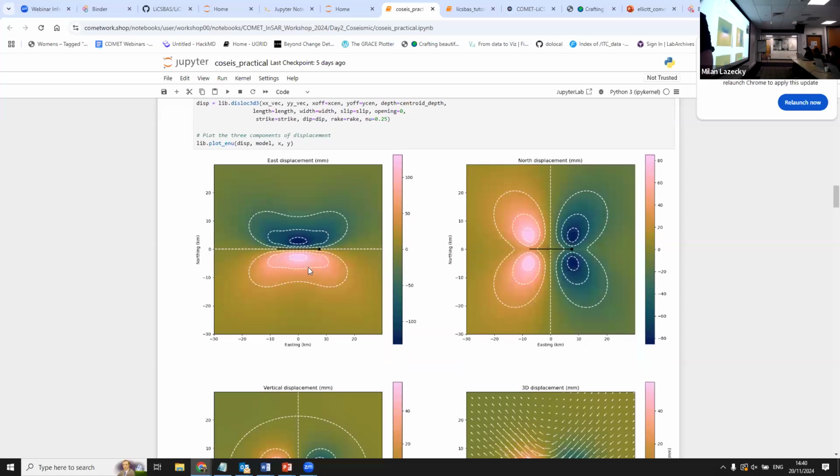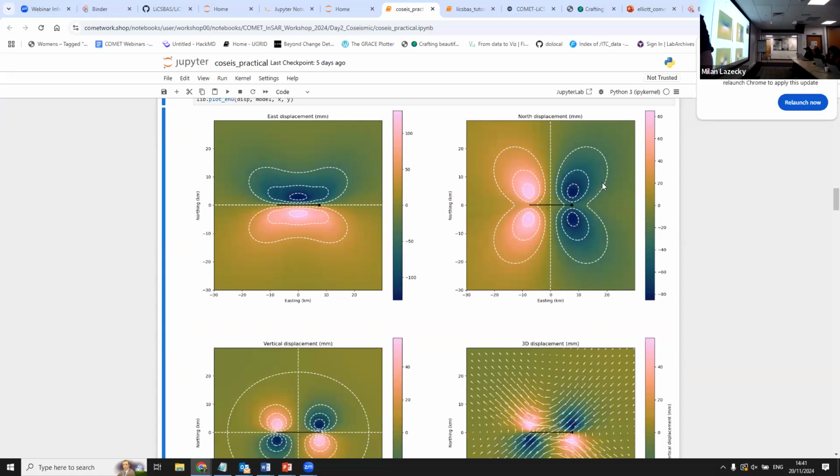So the east, this is a left lateral strike slip. The top half is moving leftward or westward, and the bottom half is moving eastward. So it makes sense that everything at the top is moving to the west and everything on the bottom is moving towards the east. The north displacement: as you slip, you're moving material from one side to the other.